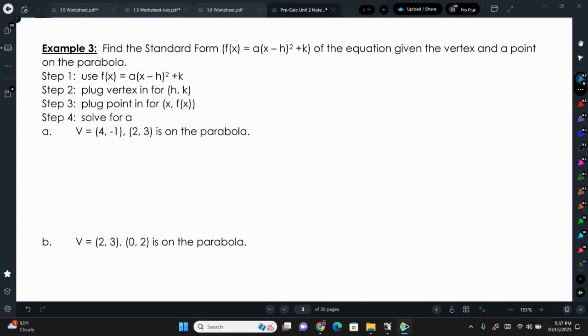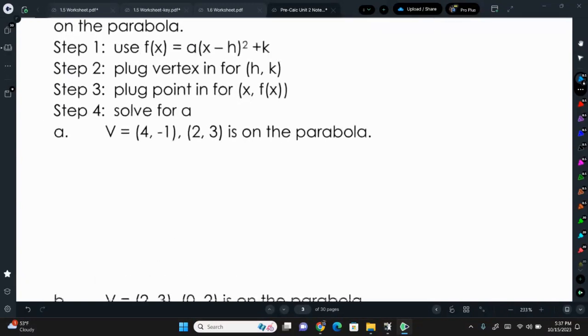Right, so on the next page, for standard form, f of x equals a times (x minus h) squared plus k, we find the equation given the vertex and a point on the parabola. So what we'll do with these is plug in the x-coordinate of the vertex for h, the y-coordinate of the vertex for k, the x-coordinate of the point for x, and the y-coordinate of the point for f of x. And you can see the only variable that isn't highlighted is a. So then we'll be able to solve for a.